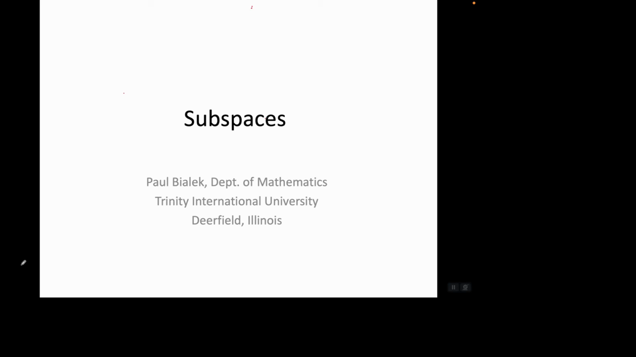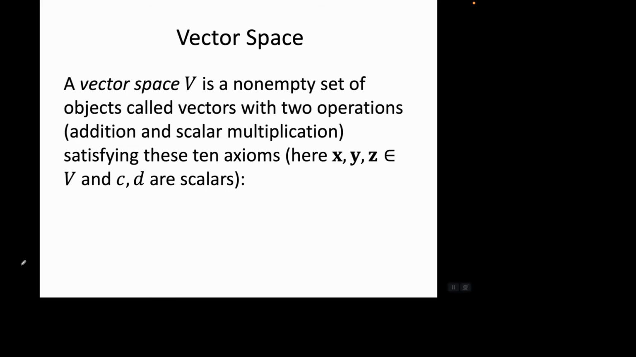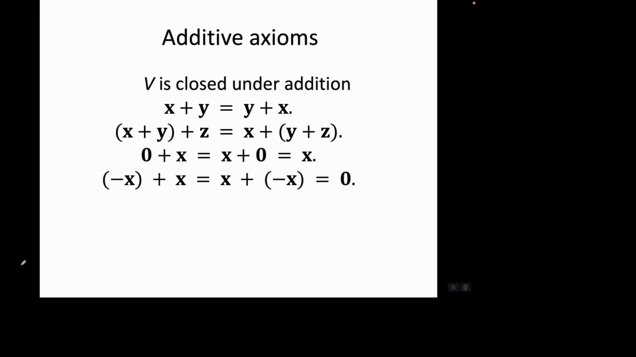Let's talk about subspaces. A vector space V is a non-empty set of objects called vectors with two operations, addition and scalar multiplication, satisfying these 10 axioms. Here the vectors x, y, and z are in the vector space V, and c and d are scalars, that is, they're ordinary numbers. Here are the additive axioms.